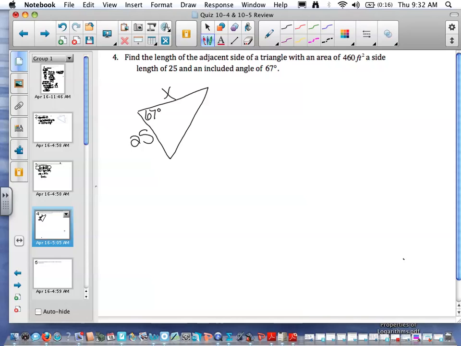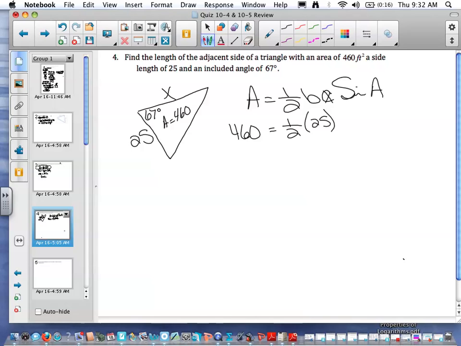I'm looking for the length of this side, and the area is equal to 460. So put your formula down. Area is equal to 1/2 B times C times sine of A. And then make the substitutions. You know the area, it's 460 feet squared. 1/2 B, 25, C is X, and then sine of 67.